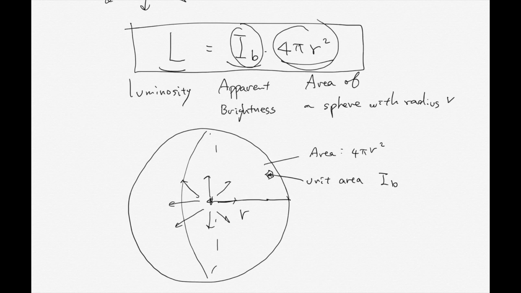So if you find two values among the three values, luminosity, apparent brightness, and the radius, a distance from a star, you will find the last one using the inverse square law. This is what we call the inverse square law.